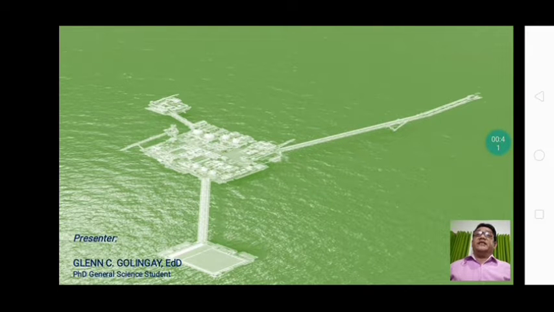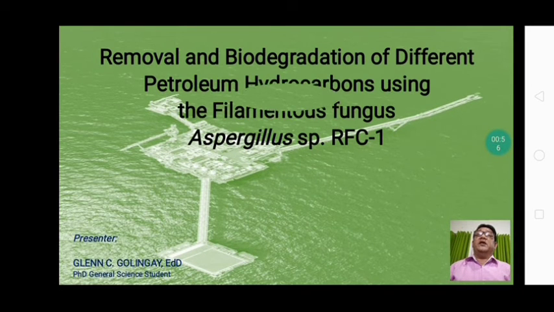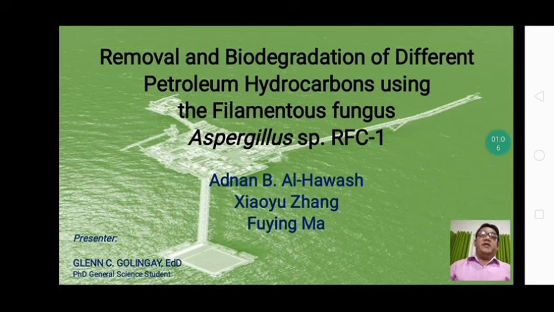Today I'm going to present a study which is a requirement to the subject Biology of Microorganisms to Professor Dr. Brian Ives Chiaraneta, our professor. This study is the removal and biodegradation of different petroleum hydrocarbons using the filamentous fungus Aspergillus species RFC-1. This study is made by Adnan B. Al-Hawash, Xiaoyu Zhang, and Fuying Ma.